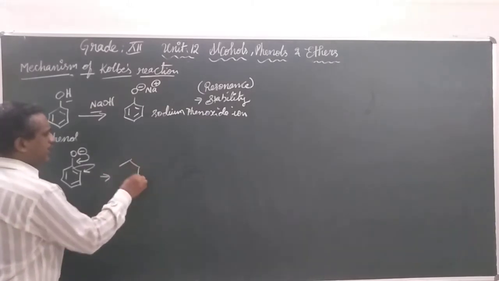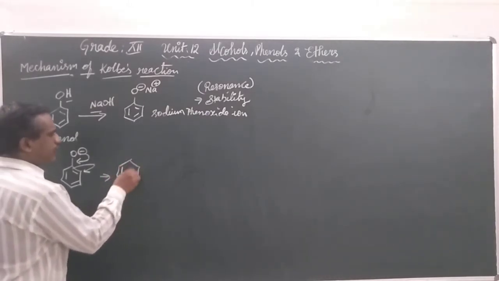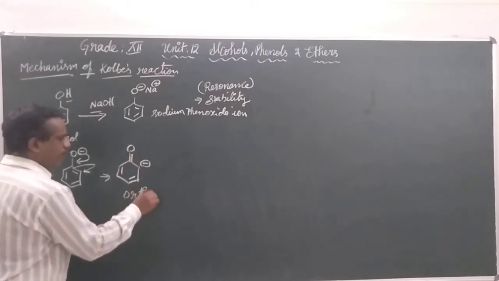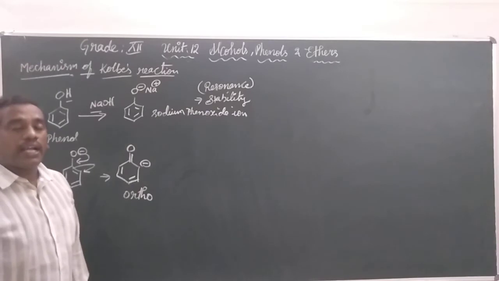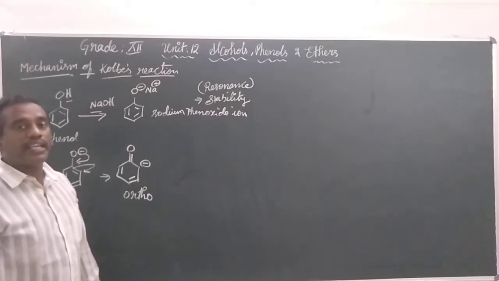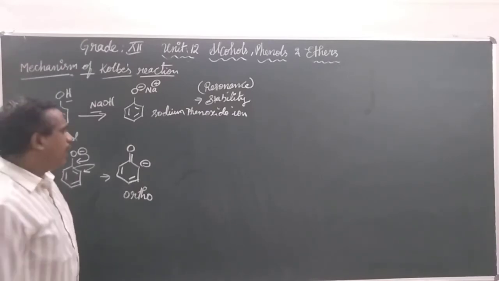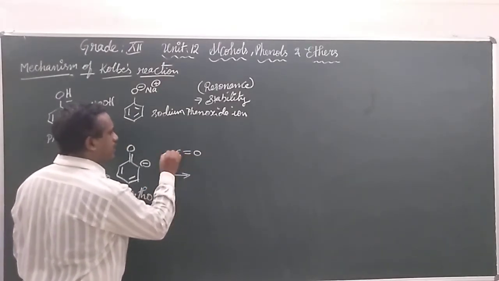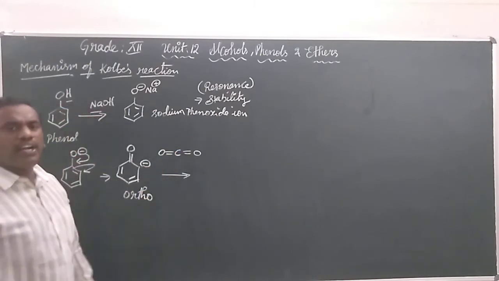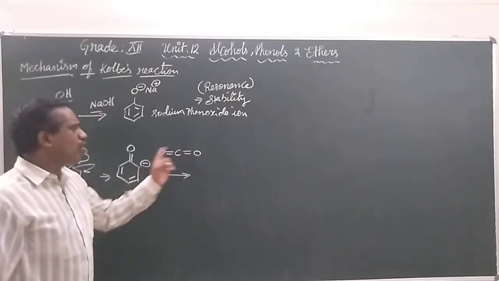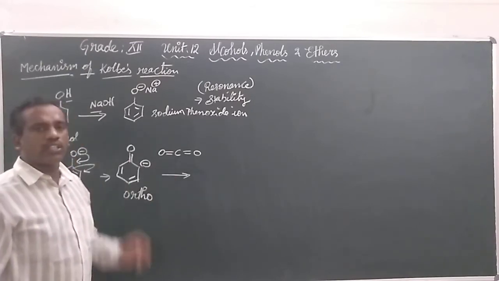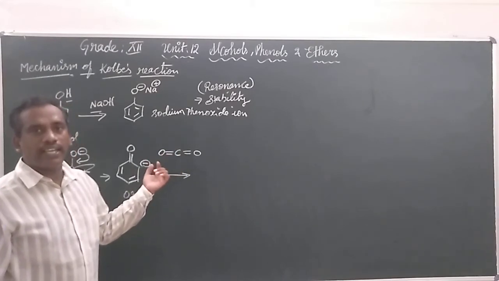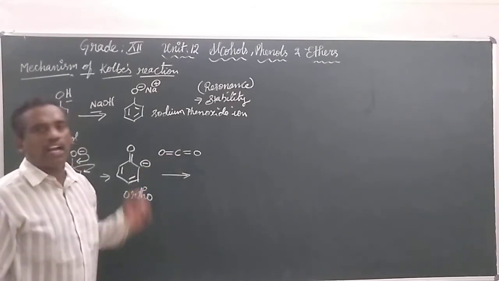Now there is an electron rich center at the ortho position. That is the carbanion, the electron rich center. Here, once we add the carbon dioxide, two highly negative atoms are present around the carbon.